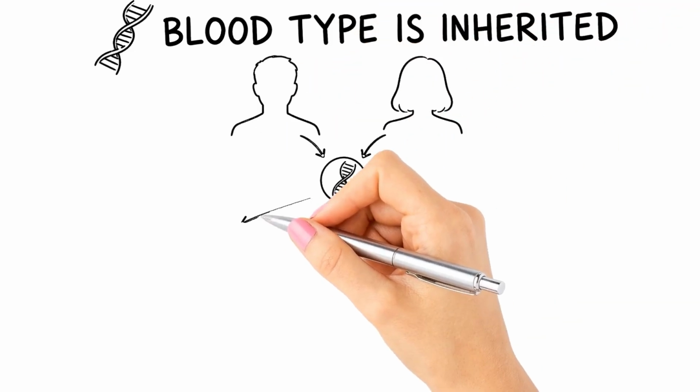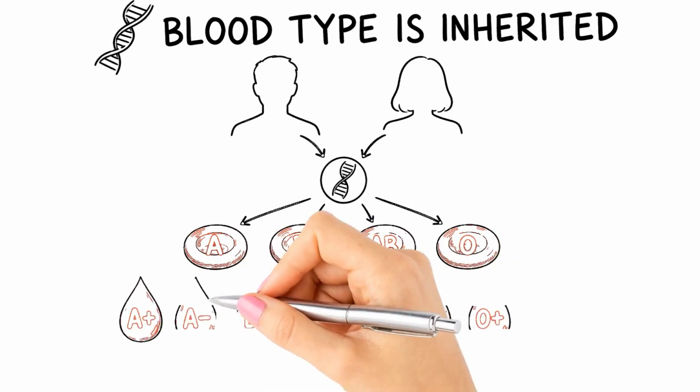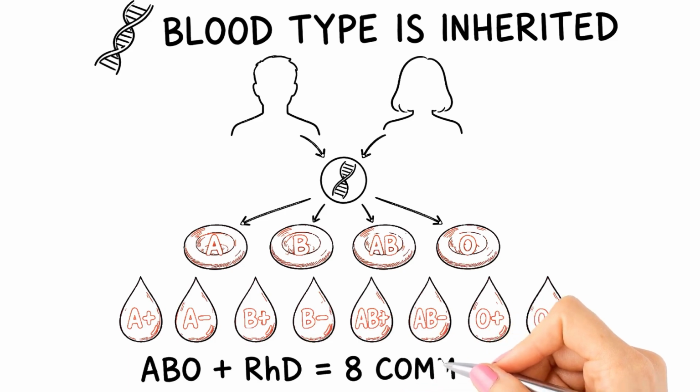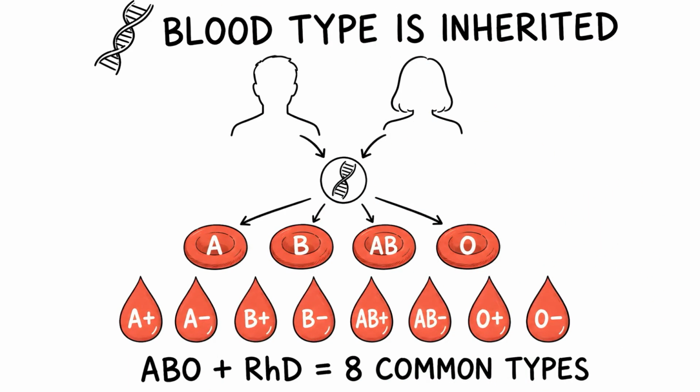The ABO system provides 4 groups: A, B, AB, and O. Adding the RHD marker creates the 8 common types, each labeled positive or negative.